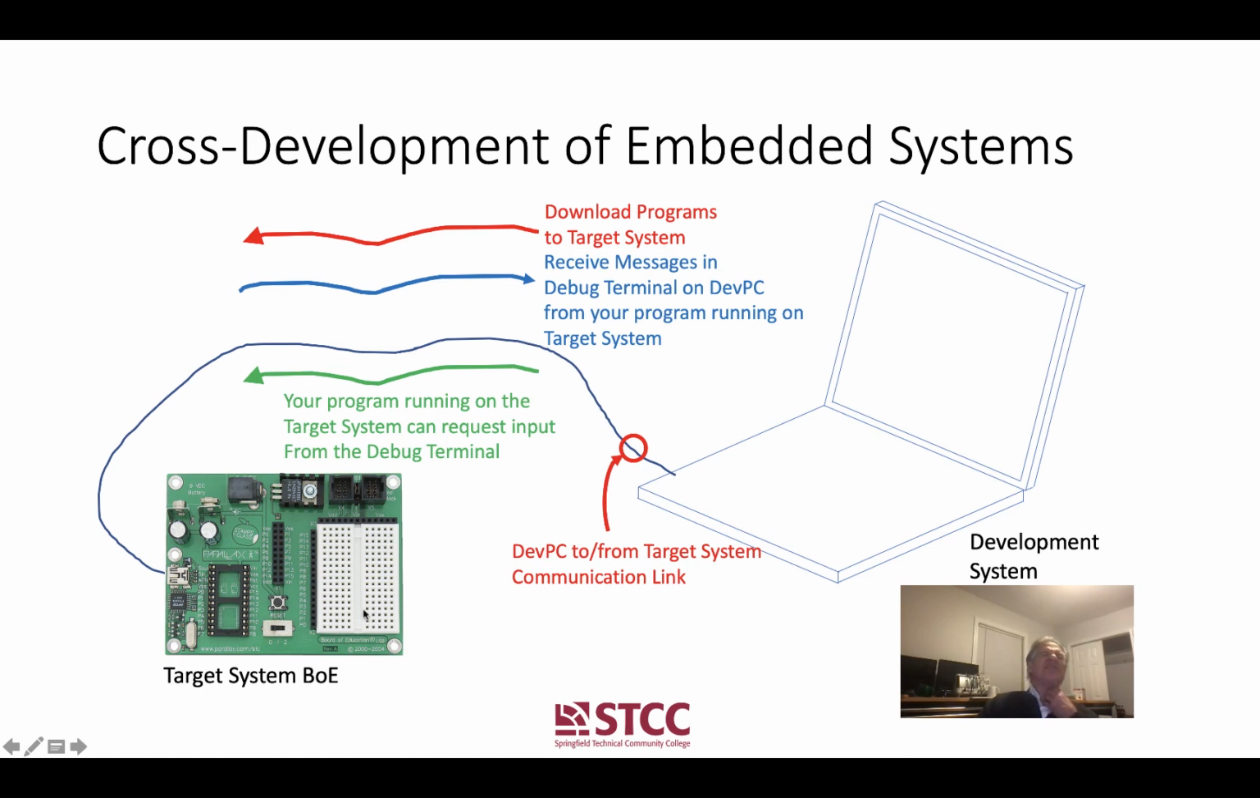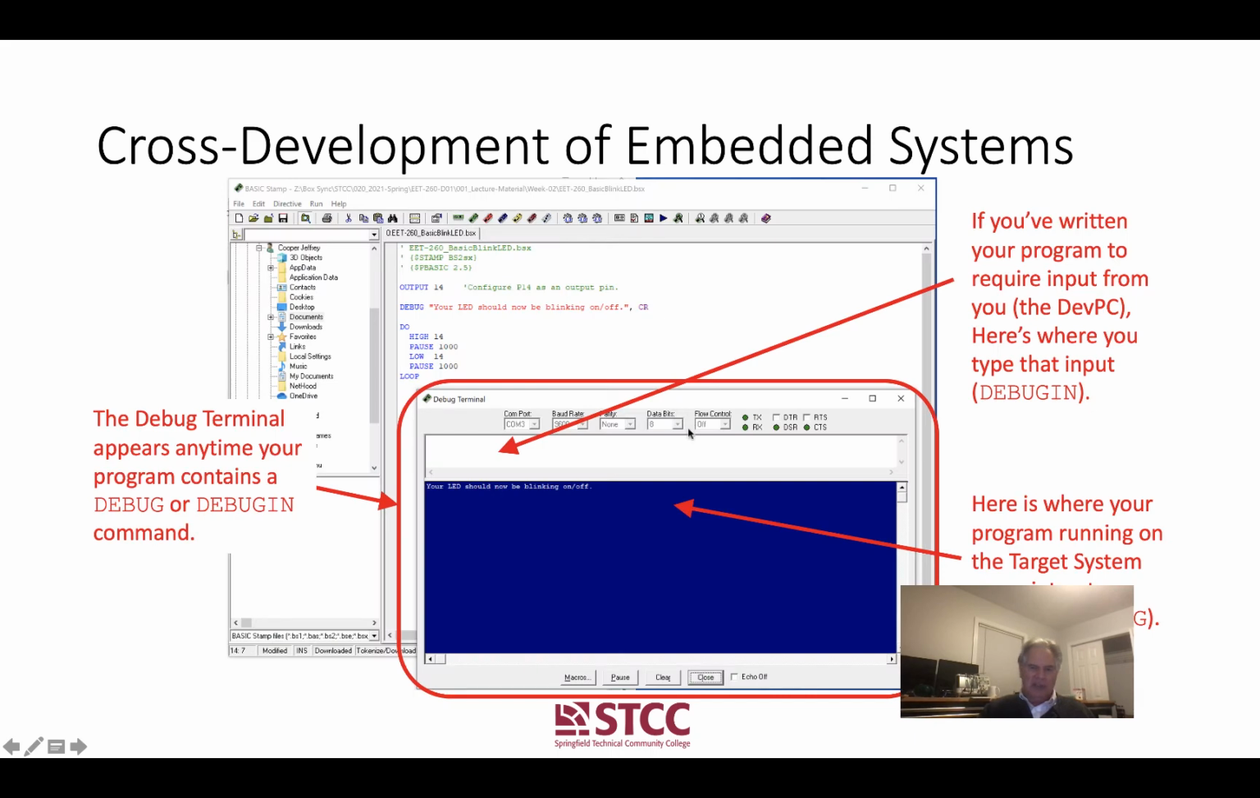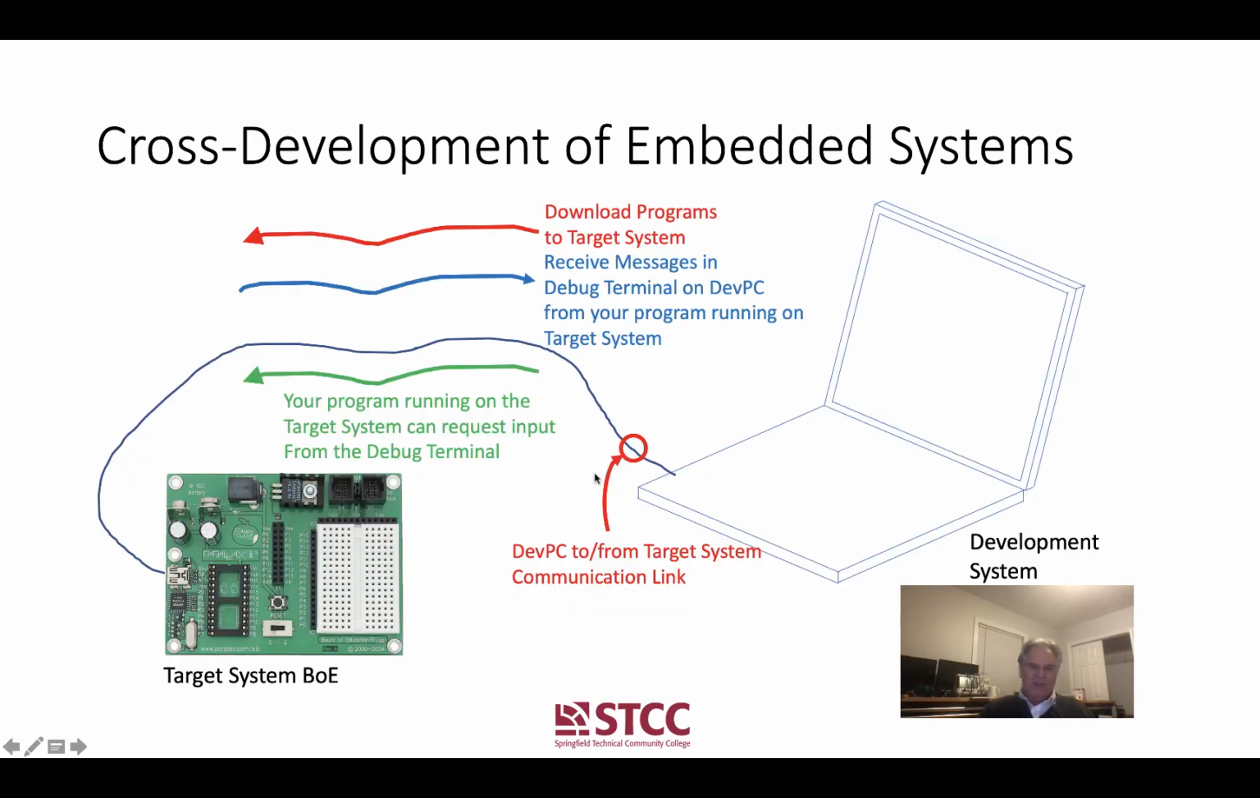Just a little more specificity here that you are probably aware of, but I just want to refresh your mind on it. Once again, we have the development system or dev PC. We have the target system, in this case, the Board of Education. And we have this dev PC to target system communication link, which is a USB cable. USB-A at the dev PC end, and USB mini B 5-pin at the Board of Education end. So a lot of things can happen here.